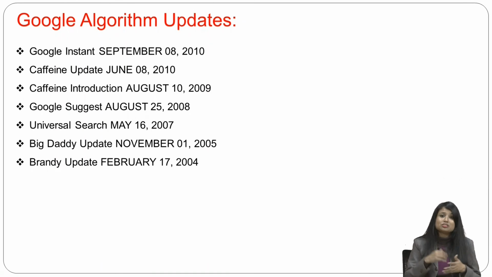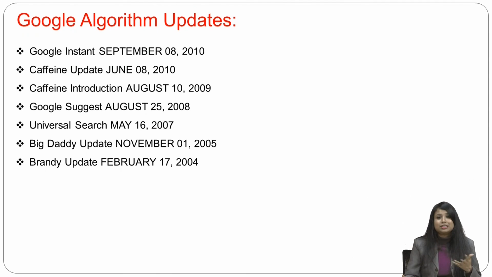So it was all about the Google next generation infrastructure, which was invented by people to test in order to have improvement. Then another update was Google Suggest, in the year 2008, on August 25th. In that update, Google came with the Suggest feature, which attempts to autocomplete your query by suggesting related search terms.